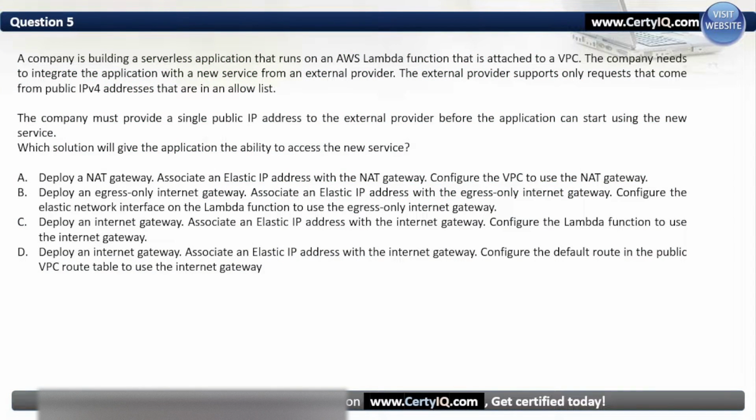Question 5. A company is building a serverless application that runs on an AWS Lambda function that is attached to a VPC. The company needs to integrate the application with a new service from an external provider. The external provider supports only requests that come from public IPv4 addresses that are in an allow list. The company must provide a single public IP address to the external provider before the application can start using the new service. Which solution will give the application the ability to access the new service?